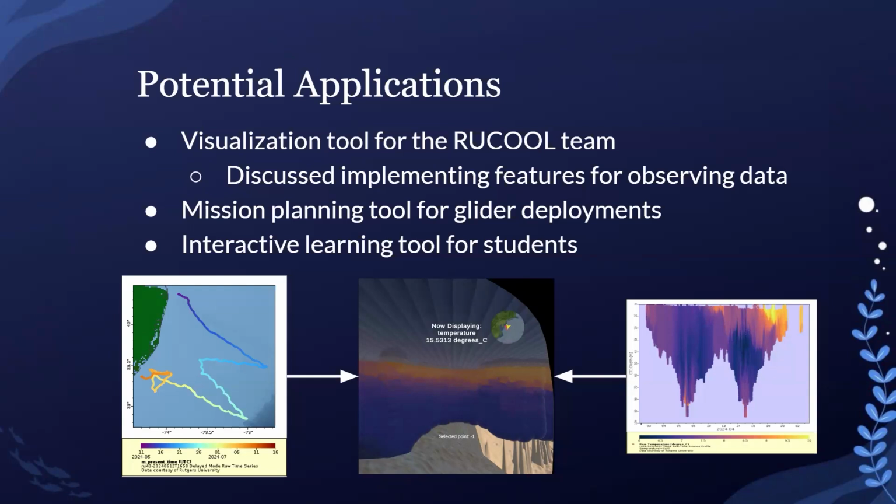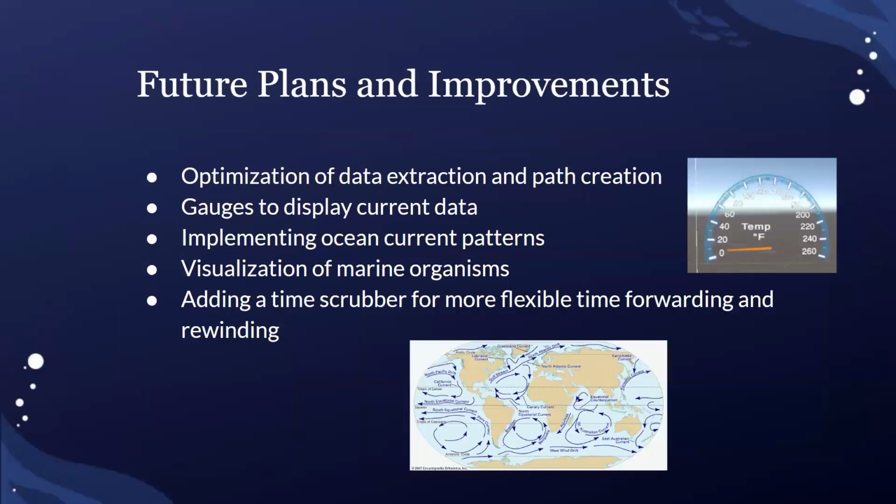This project can also be used as a mission planning tool for glider deployments, as well as an interactive learning tool for students. Future plans and improvements that could be made towards this project would be optimization of data extraction and path creation, and of course, adding a gauge to display current data over there, and implementing ocean current patterns and visualizing marine organisms in the project. Also adding a time scrubber for more flexible forwarding and rewinding of the project.